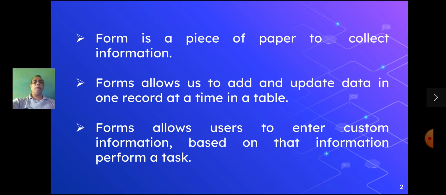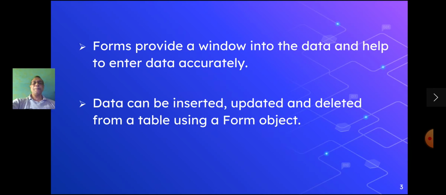With an Access form, we can see one record at a time, but in a table, we can see all the records at once. Forms allow users to enter custom information and, based on that information, perform a task. We can use forms to control access to data, such as which fields of data are to be displayed. For example, certain users may not need to see all the fields in a table.